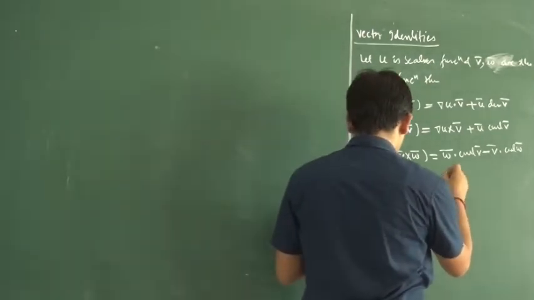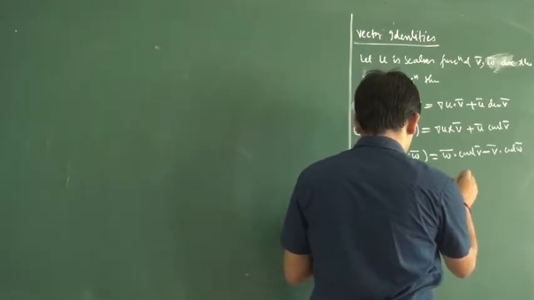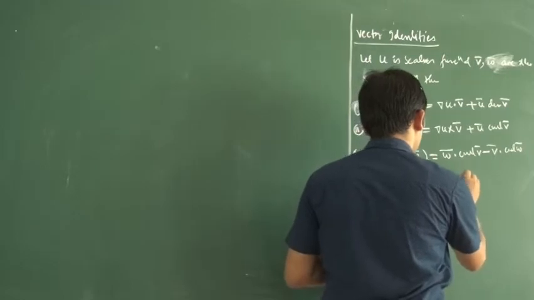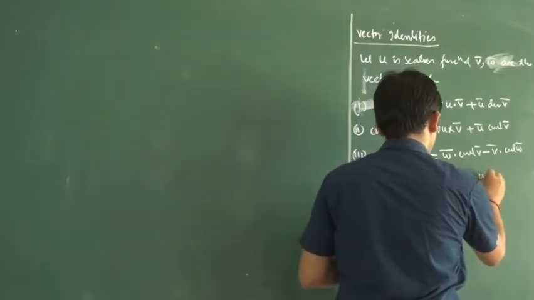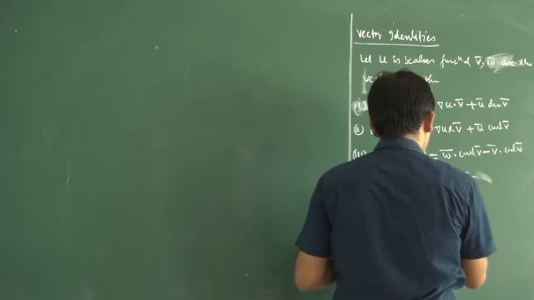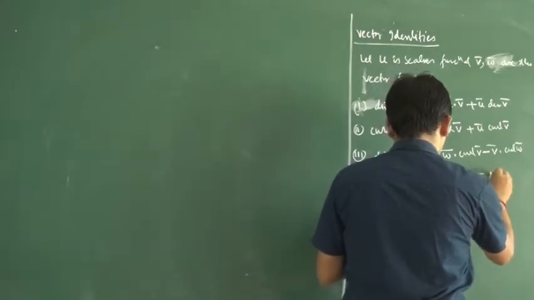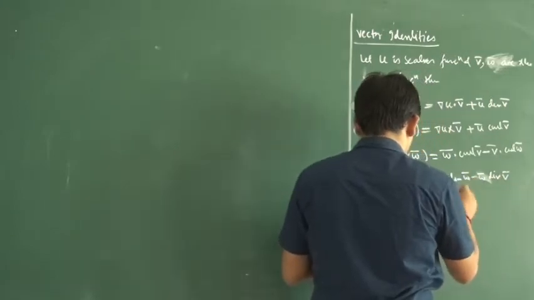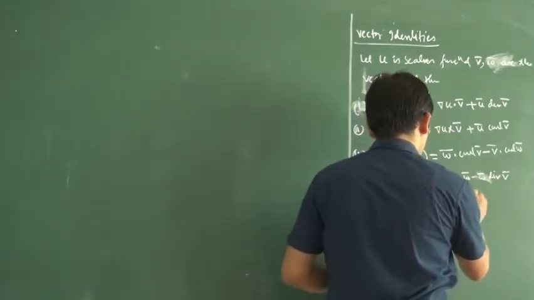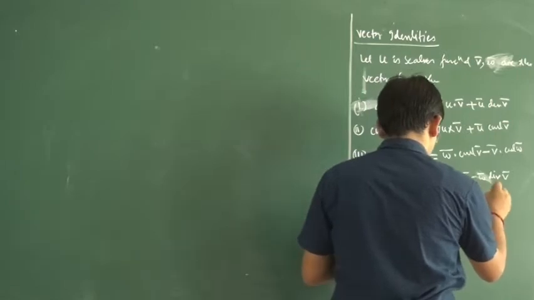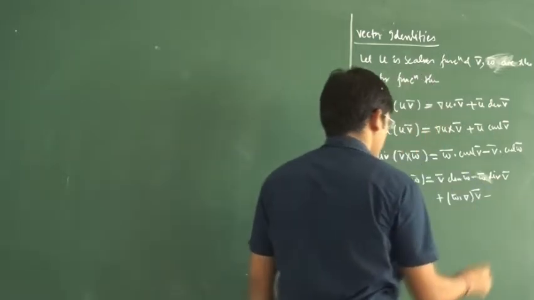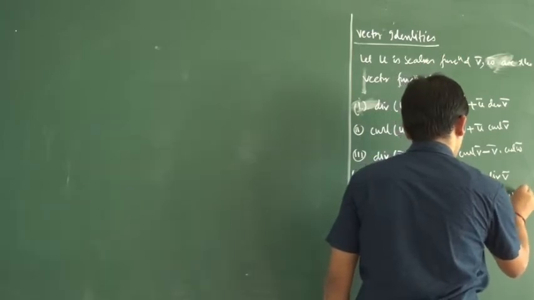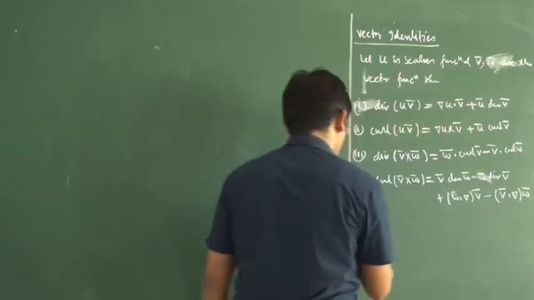v dot del of w, minus w divergence v... then we have w dot del of v, then we have v dot del of w. So this is your fourth property.